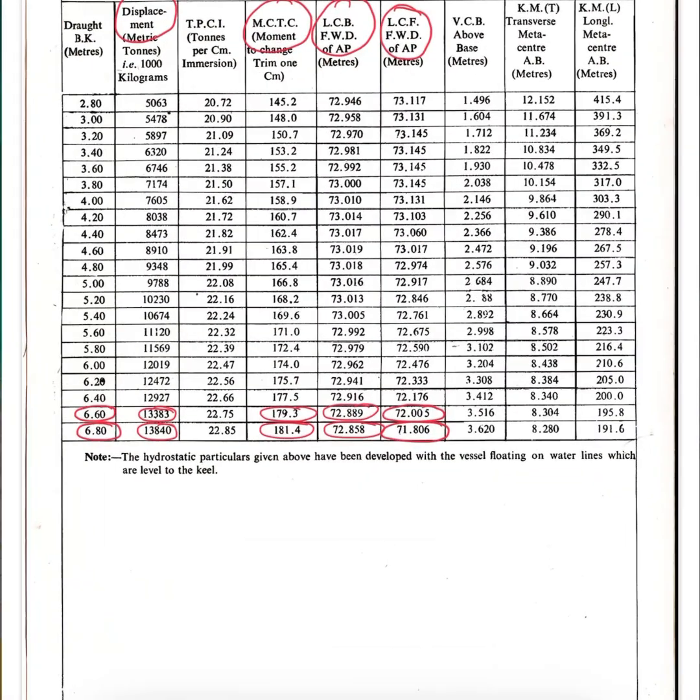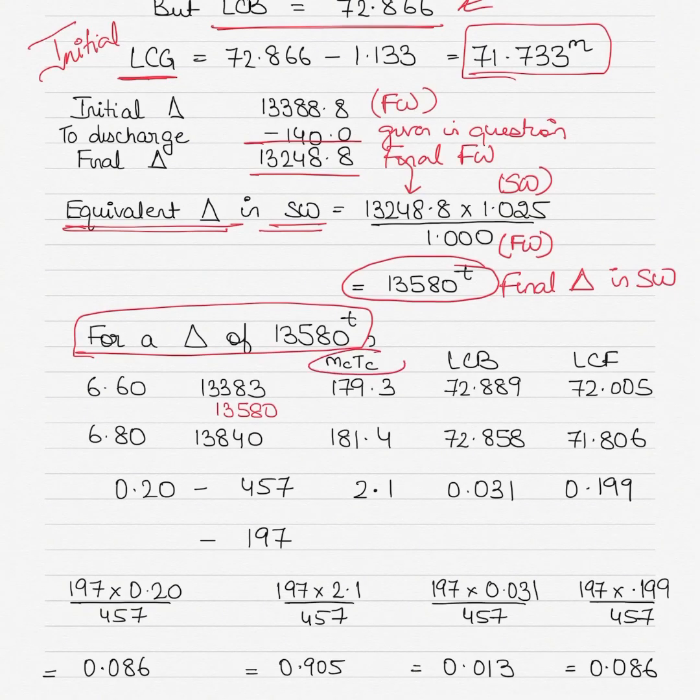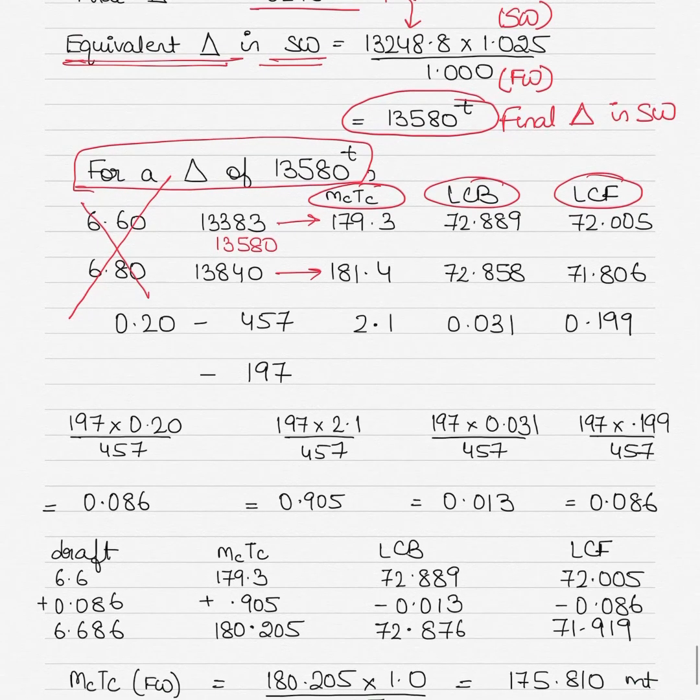Alright, find out where your 13580 lies. So you can see your 13580 lies somewhere between here, right? Because it lies somewhere between here, you will again note down the values of the MCTC, LCB, LCF and draft values. Go back. So you note down the same MCTC, LCB and LCF values for that range, and then you do an interpolation. So you don't need this. I will remove the draft, but you have the two displacements, and against that you have the MCTC, LCB and LCF values. So here if you have to do an interpolation, again you don't need the draft.